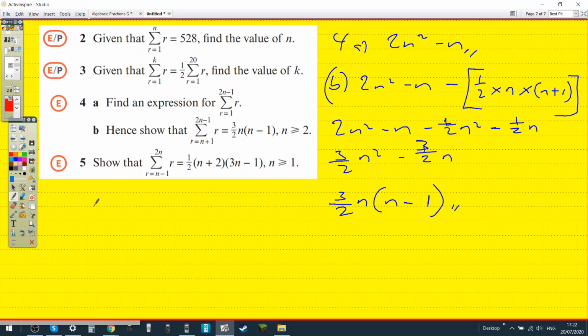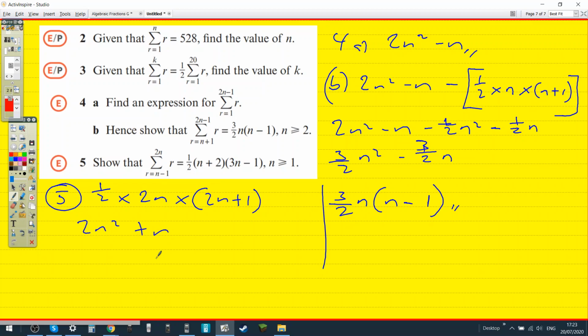Okay, and 5. So wait, you have to find the expression for 2n first. So you have to do half times 2n times 2n plus 1. Oh, it's the same, but it's just 2n squared plus n. And then you do 2n squared plus n minus a half times n minus 1 times n. And then you expand it out and then factorize.